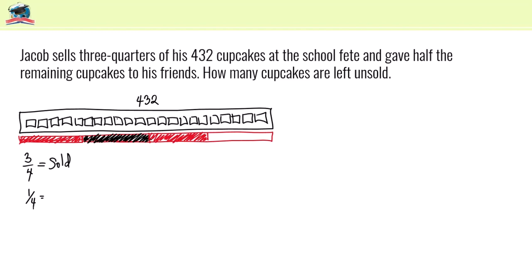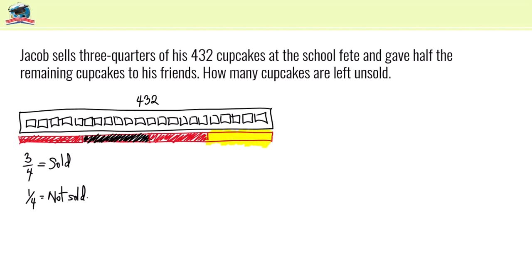This one here, not sold. Good. We didn't sell it. Good. So we have that. So 1/4 was not sold. Good. Now, going back to the question, it says that the part that was not sold, that's a quarter that was not sold, then half of it was given to his friends. So we need to know this amount here that was not sold. So that's what we need to go after.